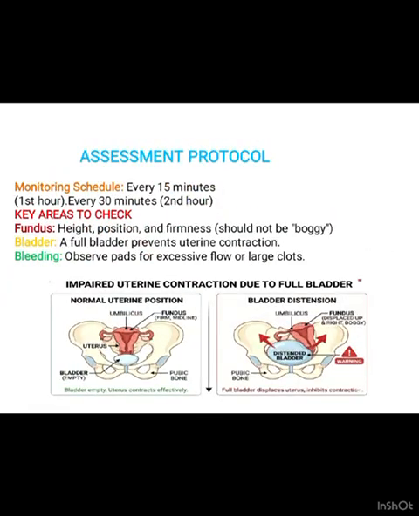Assessment protocols. Vital signs monitoring schedule: check every 15 minutes for 1 hour, then check every 30 minutes for the next hour. Key areas to check: fundus, height, position, and firmness; it should not be boggy. Bladder: a full bladder prevents uterine contraction. Then bleeding: observe pads for excessive flow or large clots.